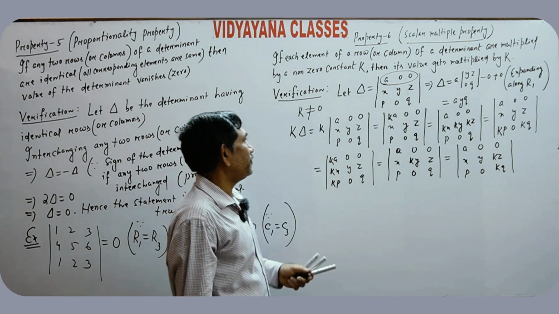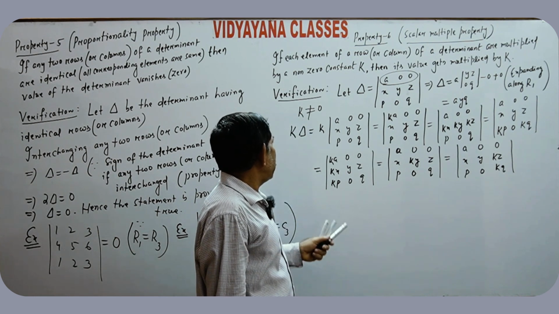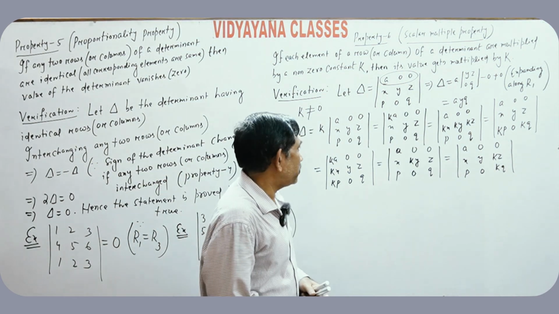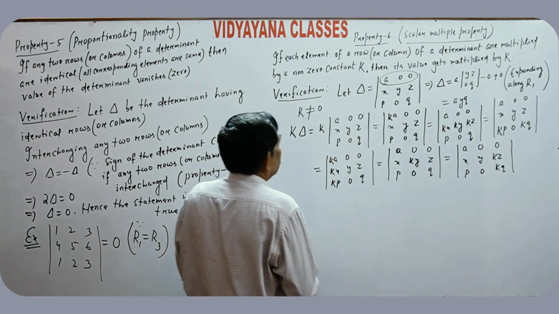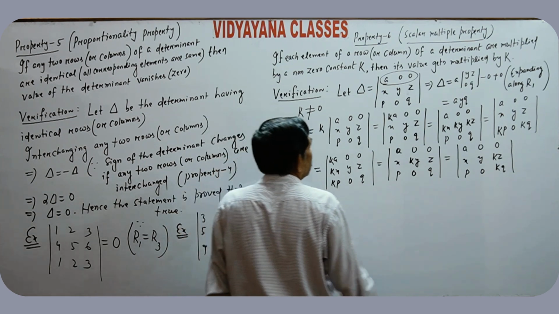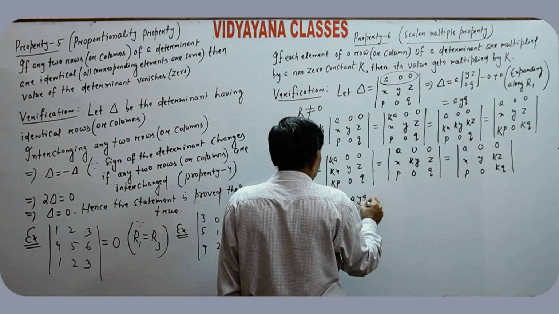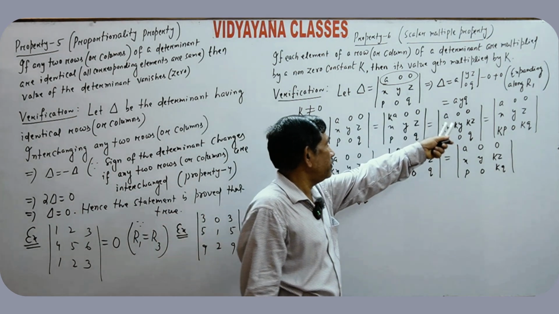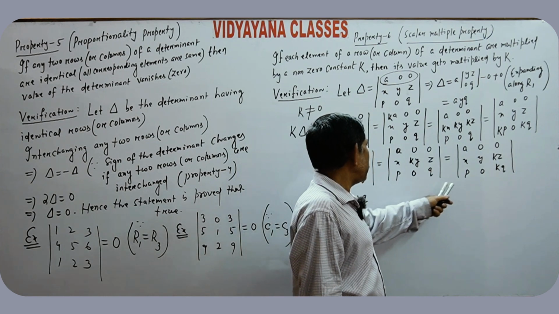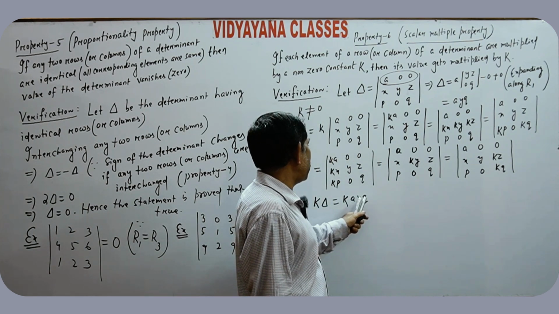In other words, we can say, if a non-zero constant is multiplied with a determinant, then it will be multiplied in any one of the rows or columns. All are equal to k del. Del is given by a y q, so k del is k a y q. The value of del is a y q, which is the same as this determinant. The value of this determinant will be k del, that is k a y q.